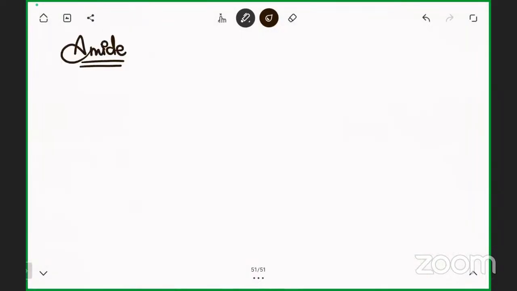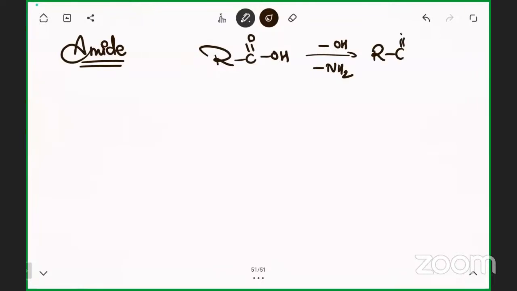Next is amides. What is amide? Again, RC double bond O single bond OH. Replace OH by NH2 group. It will form RC double bond O single bond NH2. This is called amide.